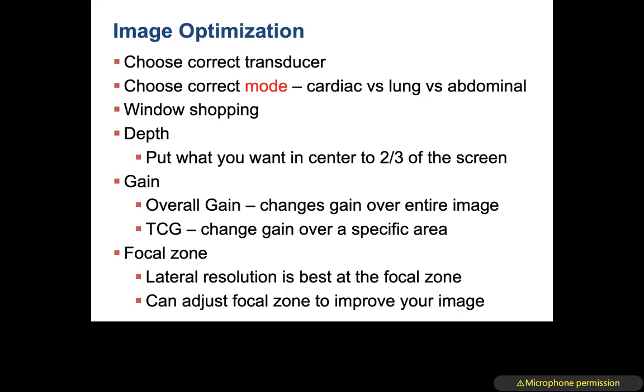But lung mode, what we'll talk about later, we look at artifacts to gather information about the lung, versus the cardiac mode tries to get rid of all those artifacts. So if you're doing lung ultrasound, you really need to make sure it's in lung mode or at least abdominal mode, but not in cardiac mode. Versus if you're looking at the abdomen for a FAST exam, you want it in abdominal mode. So just make sure it's in the appropriate mode to look at whatever it is you want to look at so that your image is optimized.